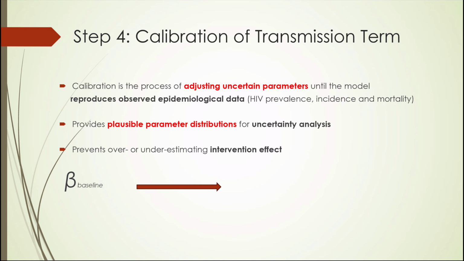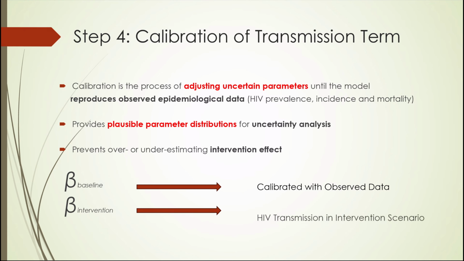So at the end of the calibration stage, we have this beta, which is the transmission rate per capita, which is calibrated to the observed data. And we have beta for the intervention when we put the model parameters into the model to get the HIV transmission in the intervention scenario.